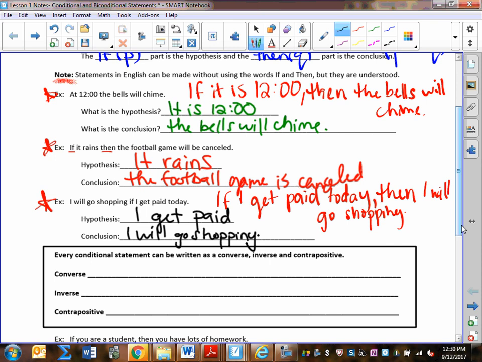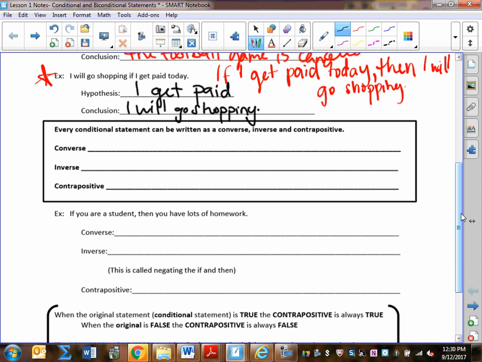Okay. So that's conditional statements. Now, the key thing here: conditional statements start off with that if-then form. So anytime we see an if-then statement, we can say, hey, that's a conditional. Now, it is helpful for us to know if the converse is true, if the inverse is true, or the contrapositive is true or false. Again, this is super helpful with computer programming, dealing with logical statements. So what are the converse, inverse, and contrapositive?